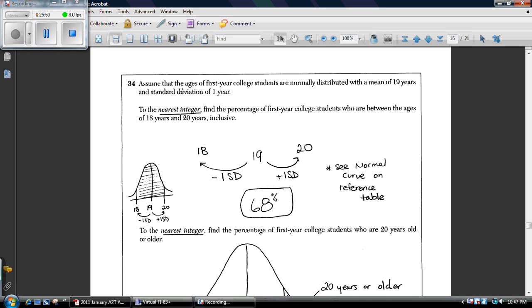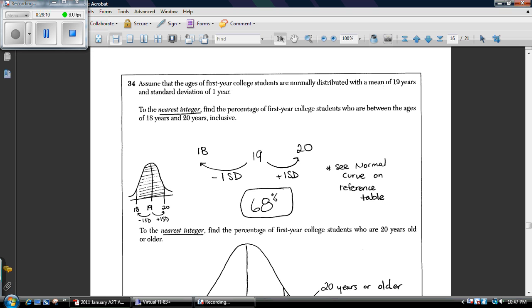A statistics question. Anytime you see the word normally distributed in a problem, use the bell curve. That's what it's asking you to do. And the bell curve is located on the reference sheet at the beginning of your test, or the end of the test, in your green book, when you're taking the Regents.